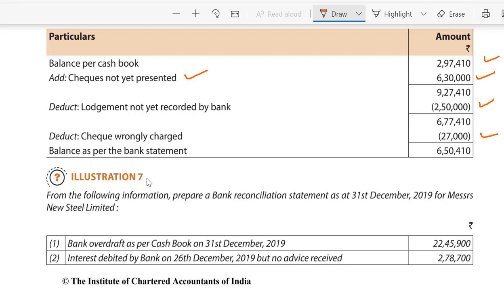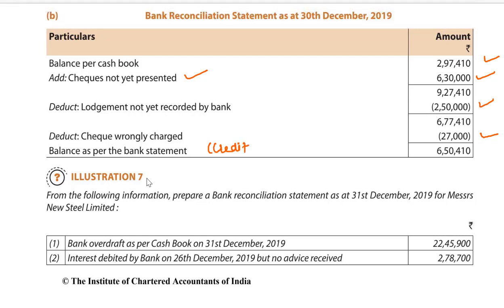This is the balance as per bank statement. This is a positive balance, so we can say this is a credit balance. Understood?